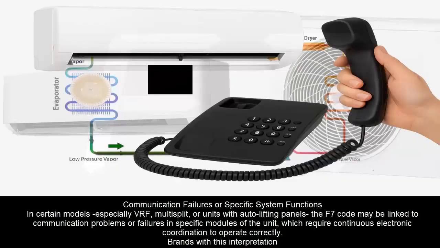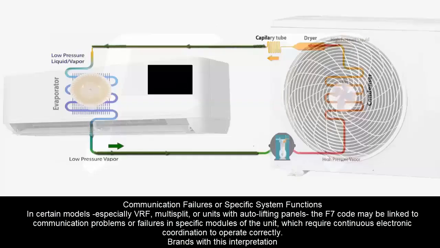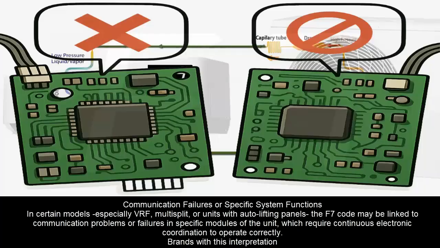Communication failures or specific system functions. In certain models, especially VRF, multi-split, or units with auto-lifting panels, the F7 code may be linked to communication problems or failures in specific modules of the unit that require continuous electronic coordination to operate correctly.